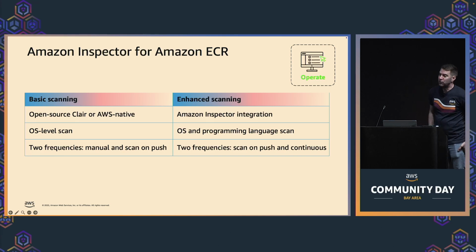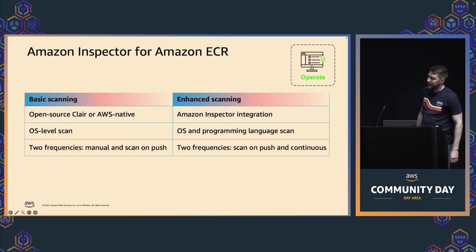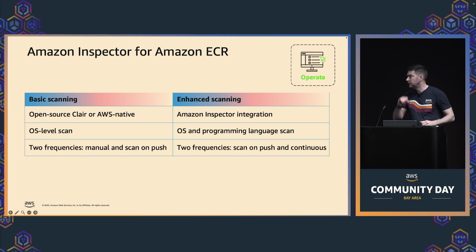You can also use it, like I mentioned, for ECR, the container registry. And that allows you to either do basic scanning, that's included with ECR, and you can then use the open source Clair or the AWS native scanning, and you can scan on an OS level, and you can do it manually, or you can scan on push when you're pushing to the repository. And you can also do the enhanced scanning, that is integrated with Amazon Inspector, and that can be scanned on an OS or a programming language level.